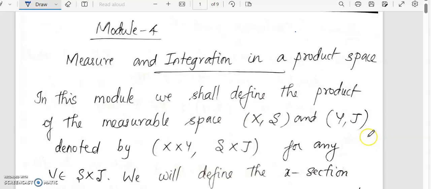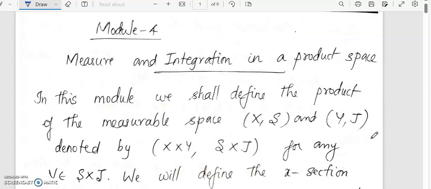For defining a double integral, you will have two spaces, X and Y, and associated to that we will be having two measures. Instead of the usual measurable space, we will have a set X and a sigma algebra of subsets of X, and there will be a measure defined on that space. In order to define a double integral, we will have what is called a product space.